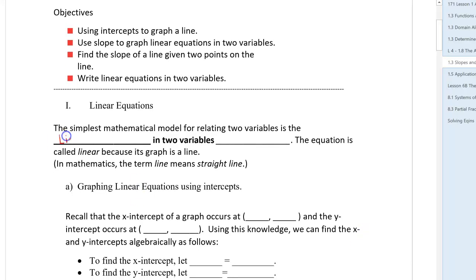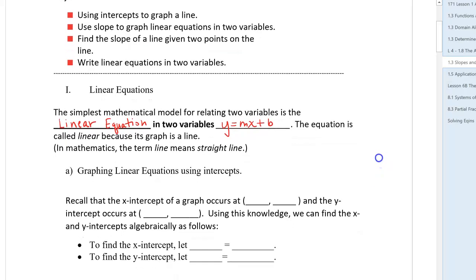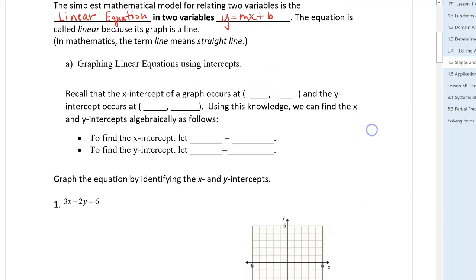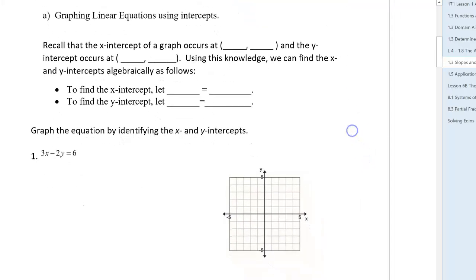A linear equation in two variables takes the form y equals mx plus b. The equation is called linear because its graph is a line. First, we'll look at graphing linear equations using their intercepts.